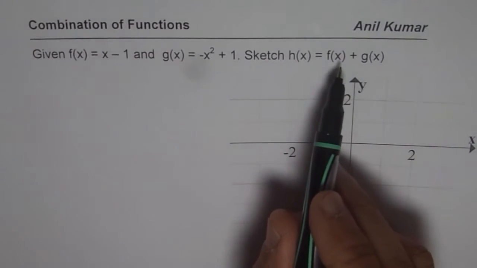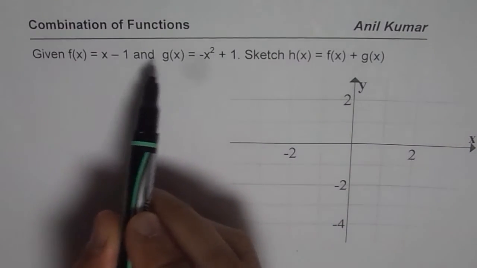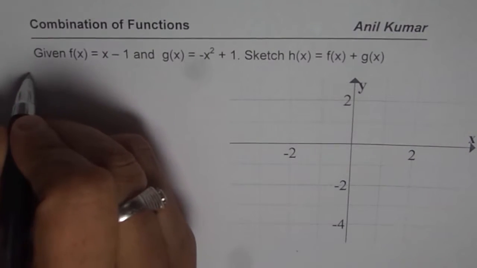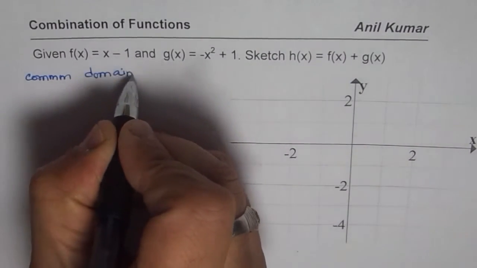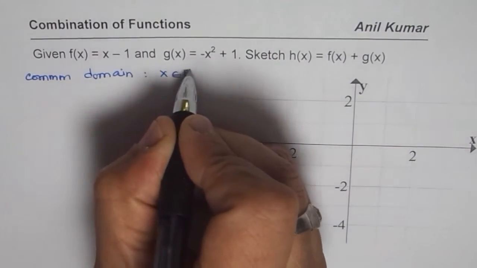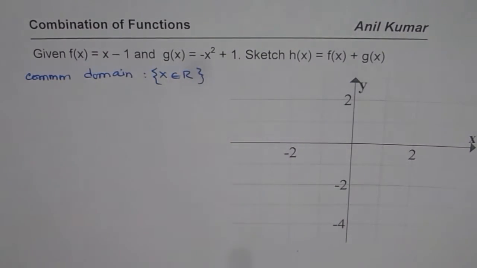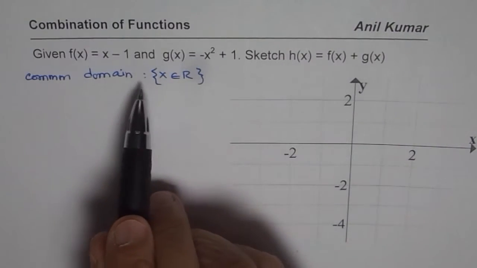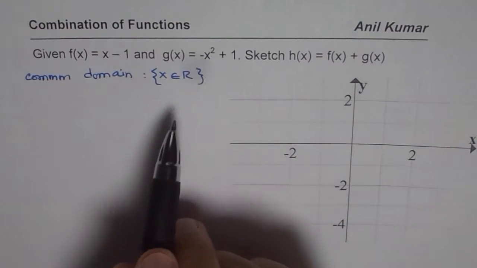Now, you can always combine two functions on a common domain. Fortunately for us, both these functions have a domain of all real numbers. So let's write down their common domain. The common domain is x belongs to real numbers. These are critical things to understand before you start your solution. They can only be combined on the common domain, and since both have all real numbers as domains, they can be combined on all real numbers.